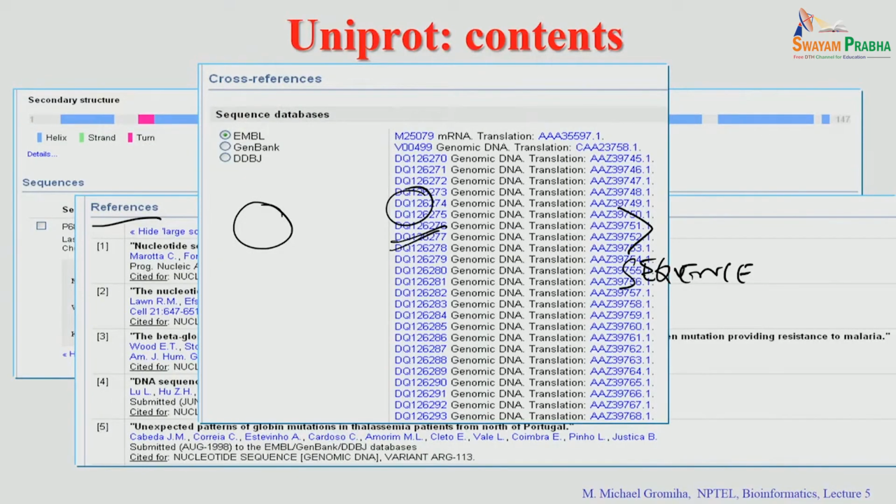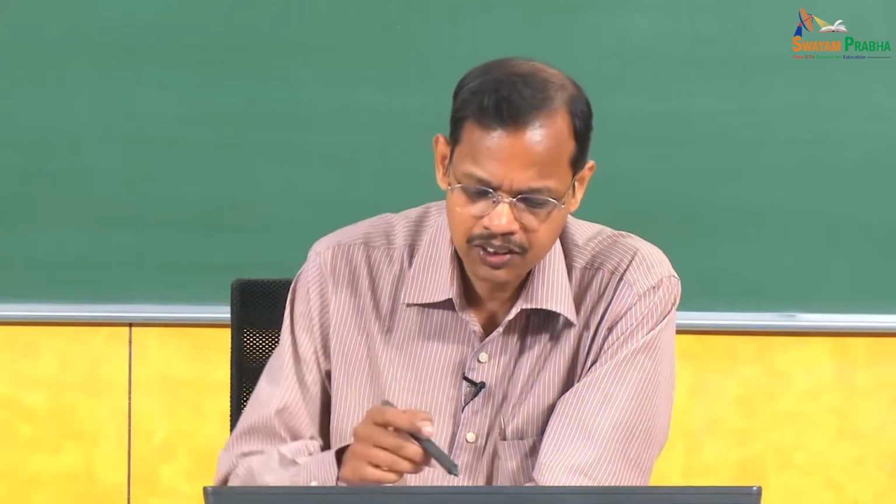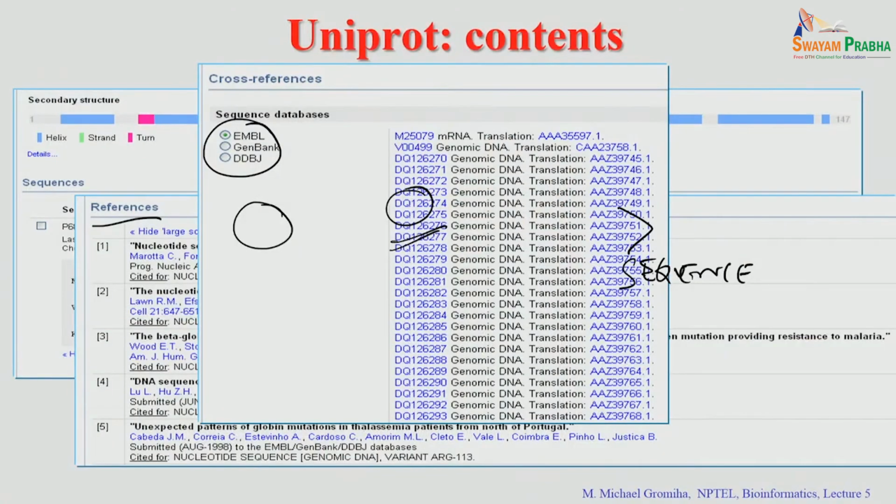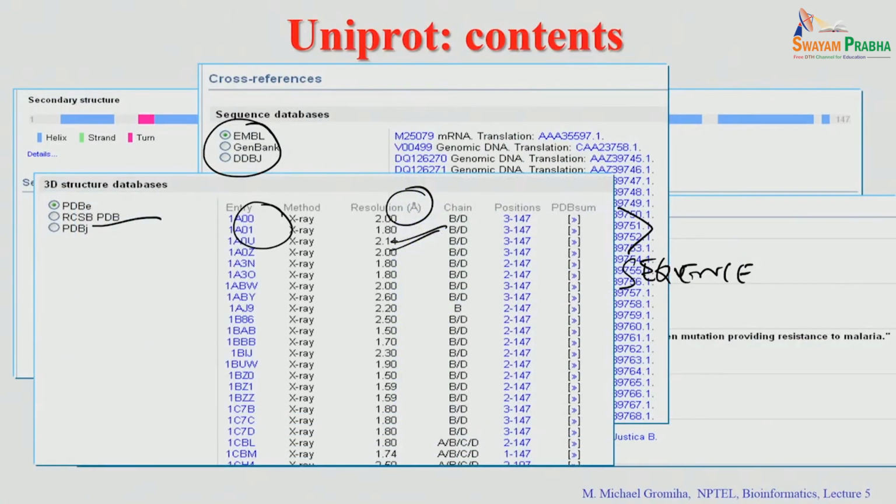Now I give the sequence databases. You can see EMBL, GenBank and DDBJ, which are nucleotide sequence databases. They give the complete sequence databases and the translated sequences, everything. Then these are the 3D structures. This is the method by which they obtained the data, the resolution, the positions and so on. More details I will discuss in later classes.